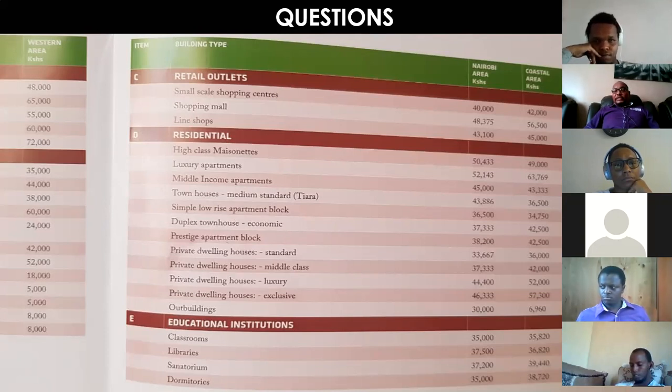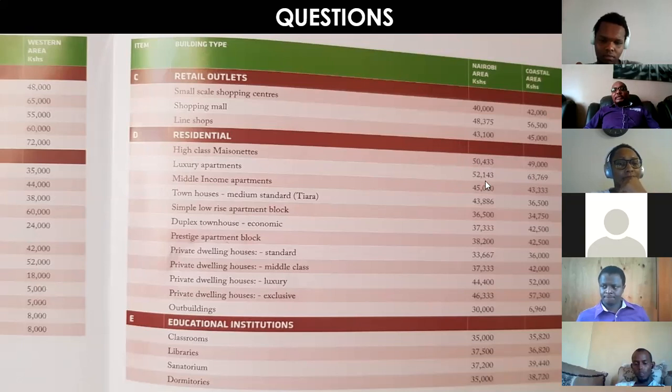High-class maisonettes are the ones you'd possibly find in places like Runda, in places like Karen. Those would cost about 50,000 per square meter. High class meaning very high quality finishes. For floors, you use mahogany instead of ceramic tiles. For roofs, you use shingles instead of stone coated tiles. That is what makes it get to that level in terms of pricing.